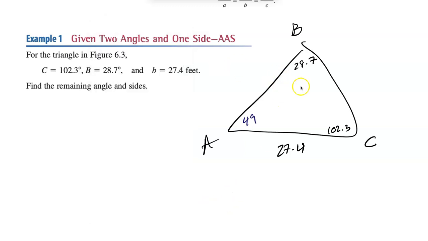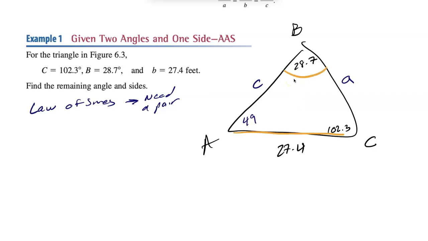Now, if I want to find one of these missing sides, this side here is a, this side here is c. I'm going to use the law of sines to find those. The key thing about the law of sines is you need a pair, or a set: both the angle and its side. We have that here, right? I have angle B with side b. So that's going to be the thing I set up: 27.4 over sine 28.7. And we use that to find anything we want.